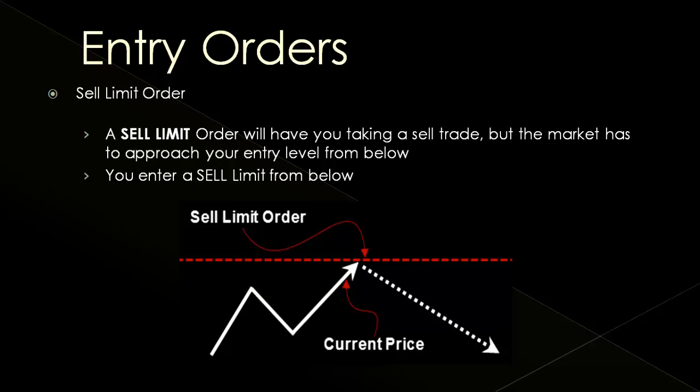As you can see, the current price has started below the sell limit order. It then rises upwards, touches the sell limit order. At this point, we are taken into the trade. In order for us to make a profit on this trade, price needs to reverse. It needs to stop moving upwards and start moving downwards. And if this happens, we'll make a profit using the sell limit order.